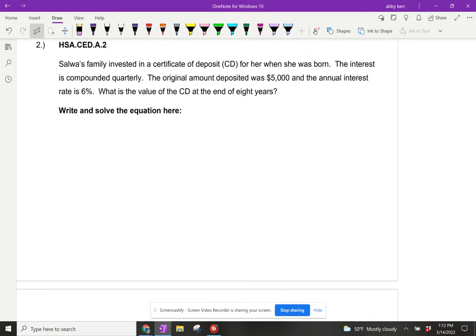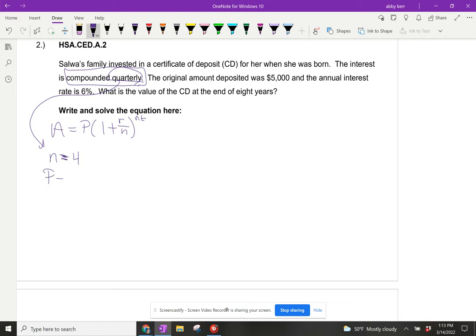For number 2, Sawa's family invested a certificate of deposit, which is a CD, for when she was born. The interest is compounded quarterly. So whenever you see compounded, you know you're going to use this formula. Now n is going to be 4 because it says quarterly.